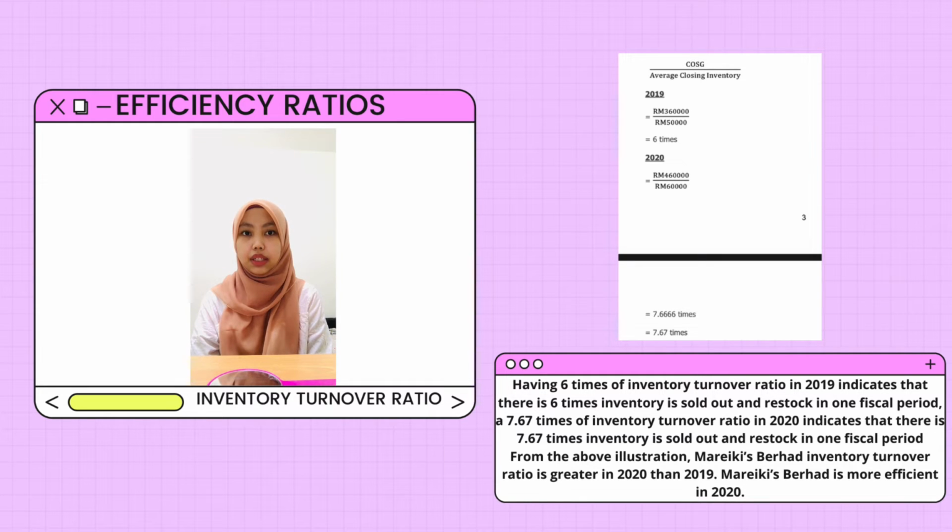7.67 times of inventory turnover ratio in 2020 indicates that inventory is sold out and restocked 7.67 times in one fiscal period. From the above illustration, Mareiki Berhad's inventory turnover ratio is greater in 2020 than 2019. Mareiki Berhad is more efficient.